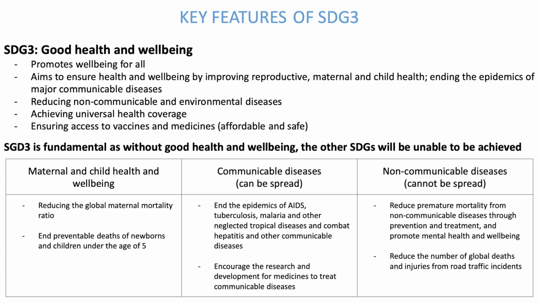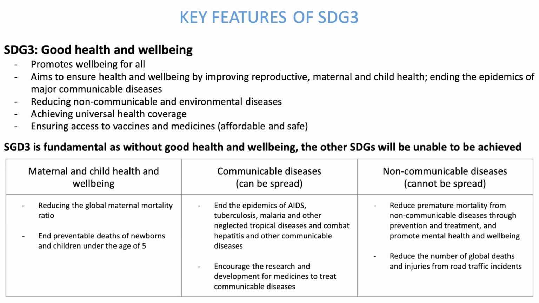Key features of SDG 3. SDG 3, Good Health and Wellbeing, promotes wellbeing for all. It aims to ensure health and wellbeing by improving reproductive, maternal and child health and ending the epidemics of major communicable diseases. It looks at reducing non-communicable diseases as well as environmental diseases and has a particular focus on achieving universal health coverage. It ensures access to vaccines and medicines that are affordable and safe. SDG 3 is fundamental as without good health and well-being, the other SDGs will be unable to be achieved.